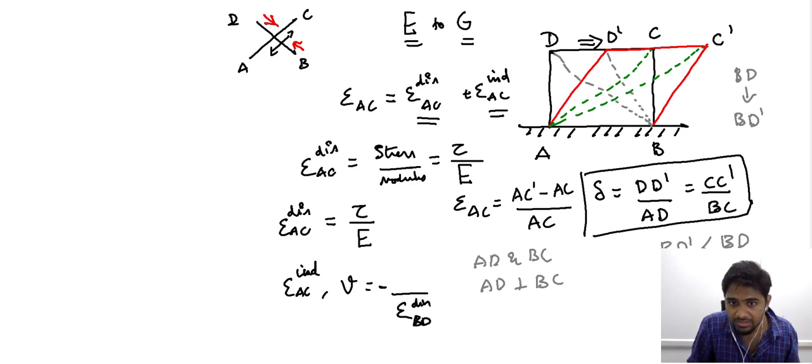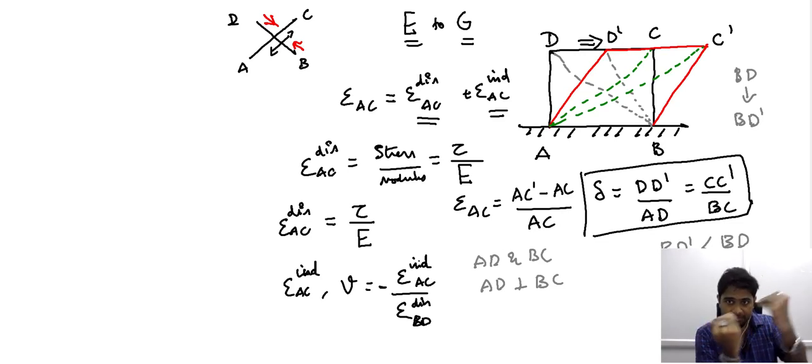So this is the strain along the loading direction. This will assume the role of the denominator. But the numerator would be the strain along the perpendicular direction. So it will be epsilon AC. So this is indirect strain. So we are considering the Poisson's effect with respect to the axis BD.